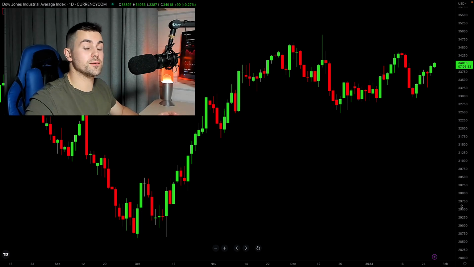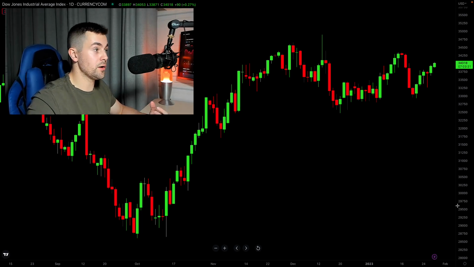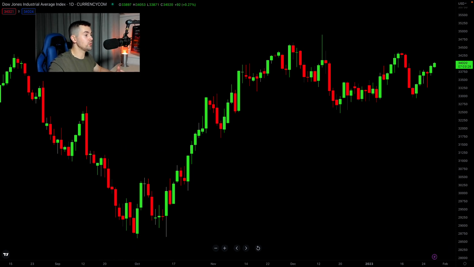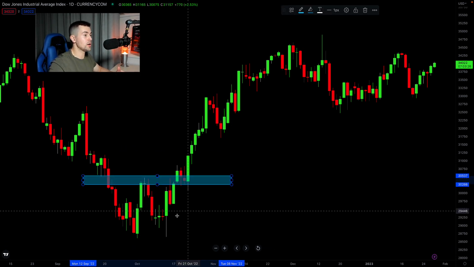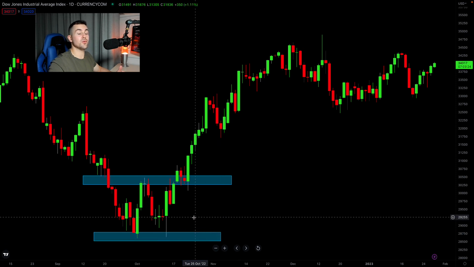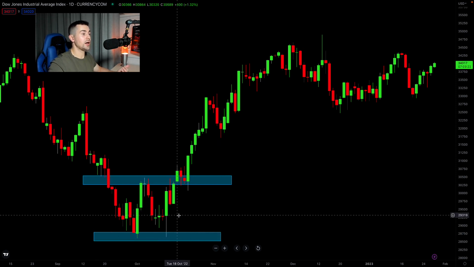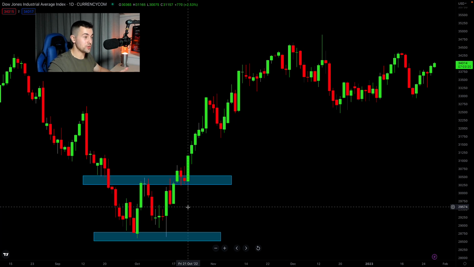Here on Dow Jones, let's analyze the market momentum together. First, you can see that for some time the market was consolidating. You can see that here the market was trading within a horizontal trading range, and that is the accumulation stage. And here the momentum was low.